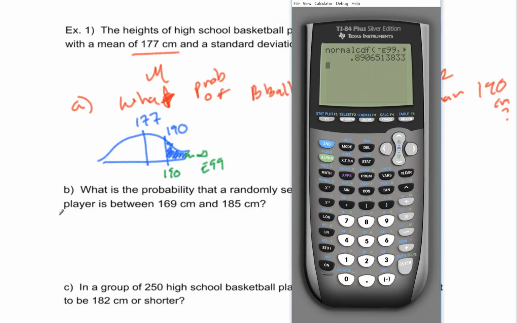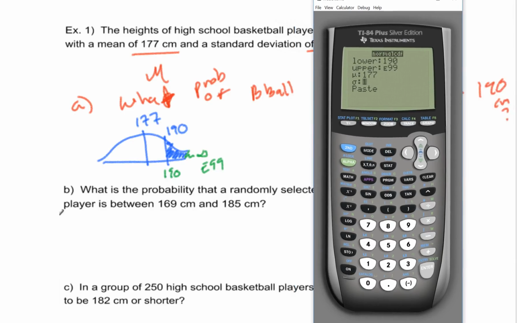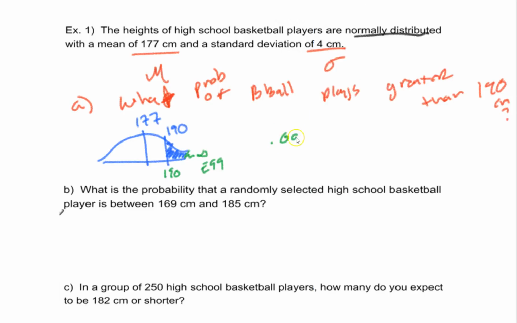Everything else I have. So your calculator is going to go second distribution, normal CDF. My lower bound is 190. My upper bound is E99, so second E99. It's positive, so I don't worry about the negative. My mean I have to change. It's 177. And my standard deviation is 4. Hit enter, and that's a really small number. Remember, that's scientific notation. That's basically 0.000571 to 3 significant figures.